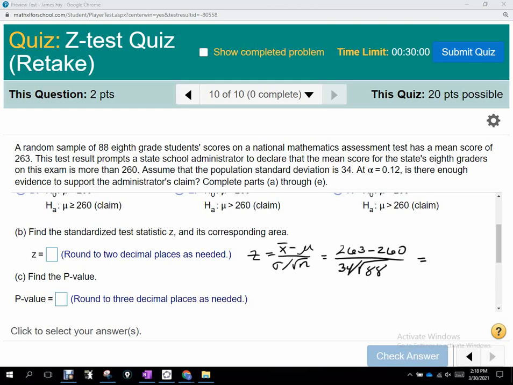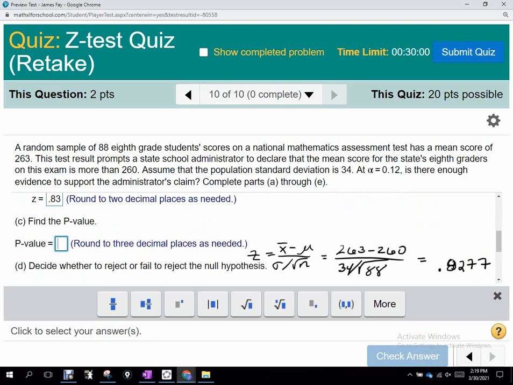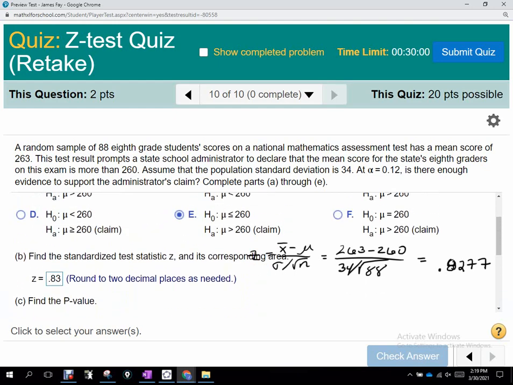So 263 and 34, and that gives me 0.8277. It runs to 2 decimal places, so we're going to go 0.83. Now it says find the p-value that is attached to that. First we have to decide what kind of tail this is. So it's a right tail, correct?